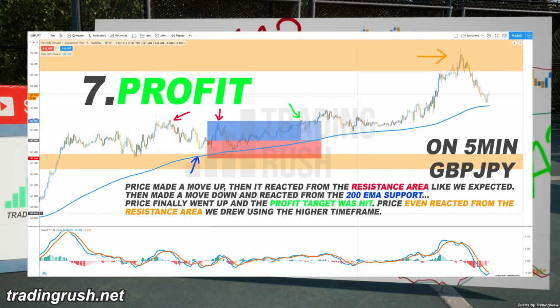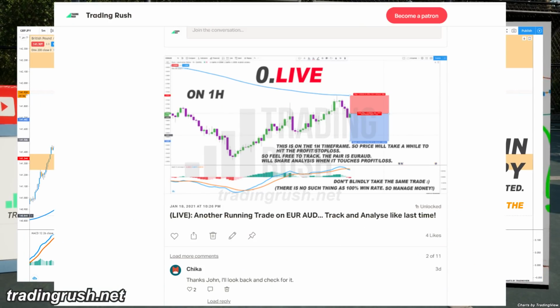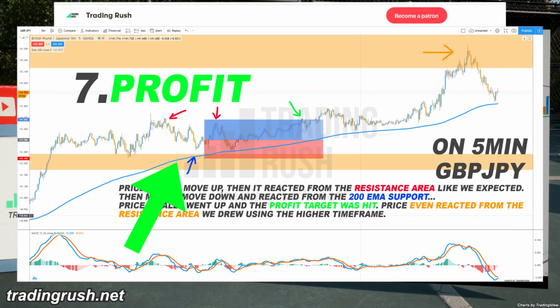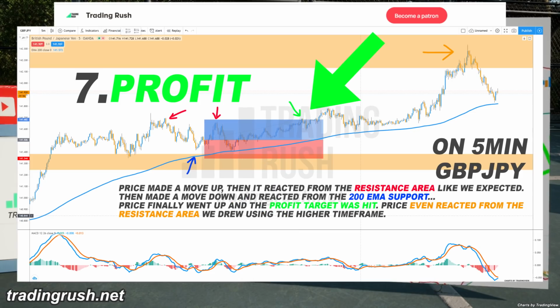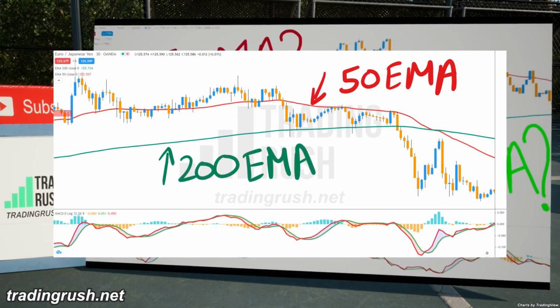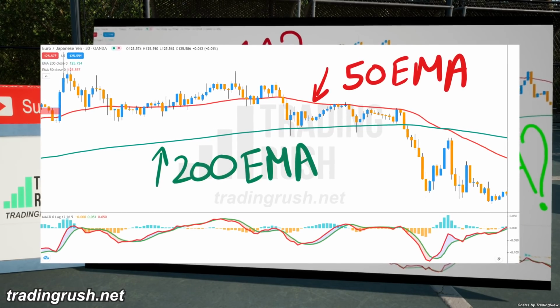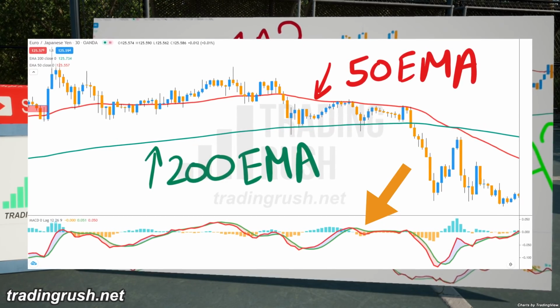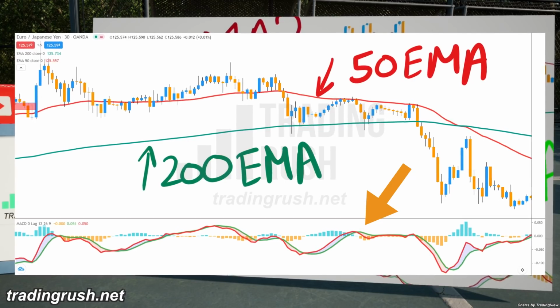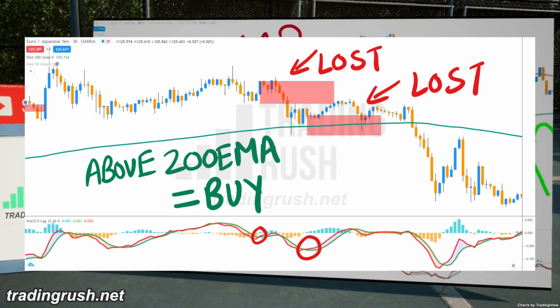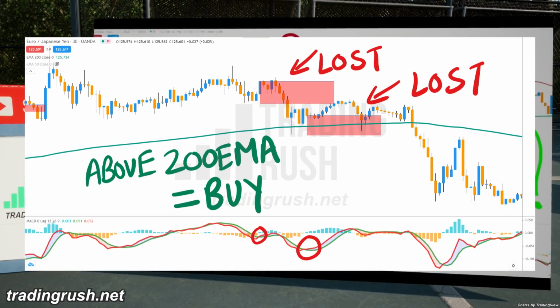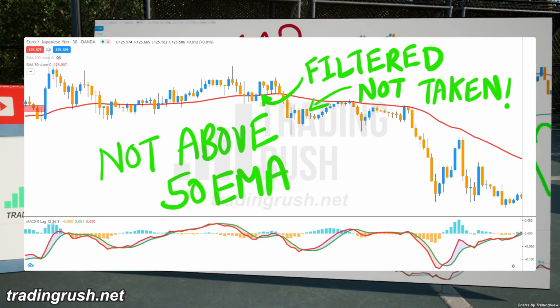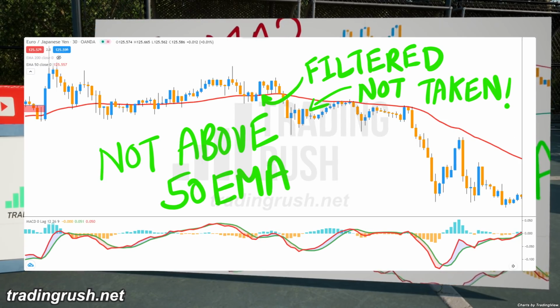For example, here's a trade analysis I shared on Patreon. As you can see, the 200 EMA was acting as a support, and price made a move up and the profit target was hit. If we plot both 50 and 200 EMA on the same chart, and insert the zero lag MACD indicator that lost money in the last video, you can see that the false signals that were valid with the 200 period moving average were filtered with the 50 period moving average.